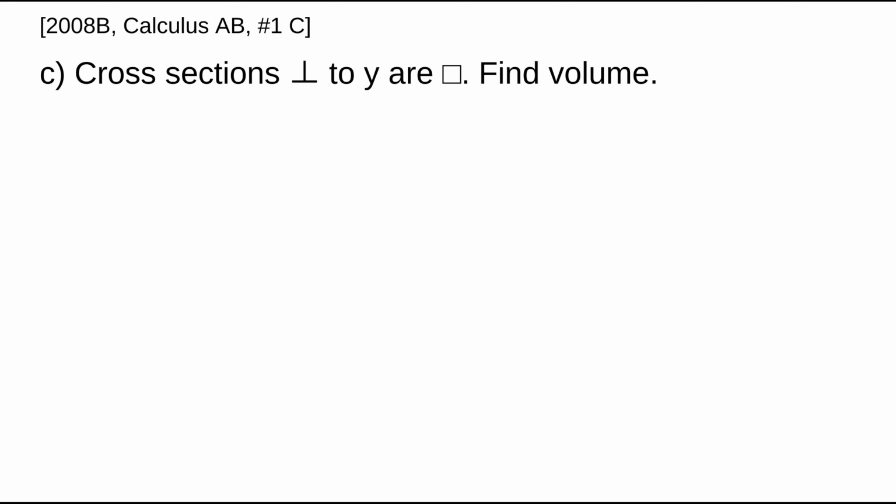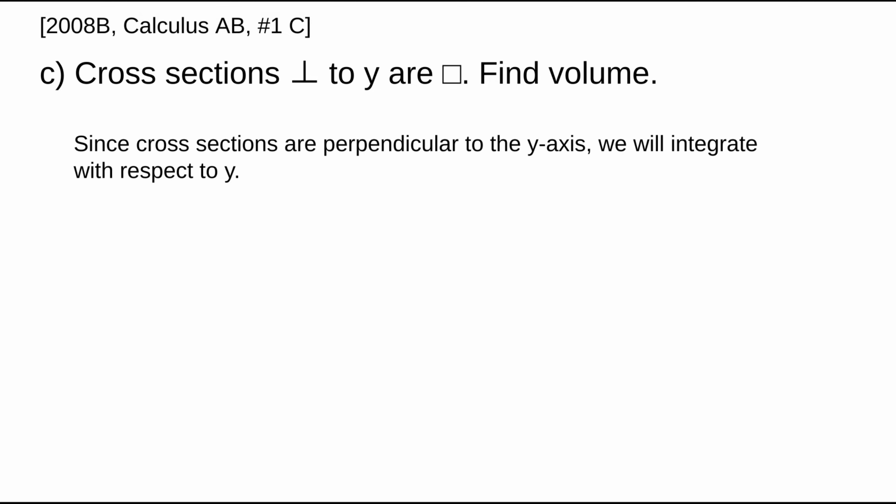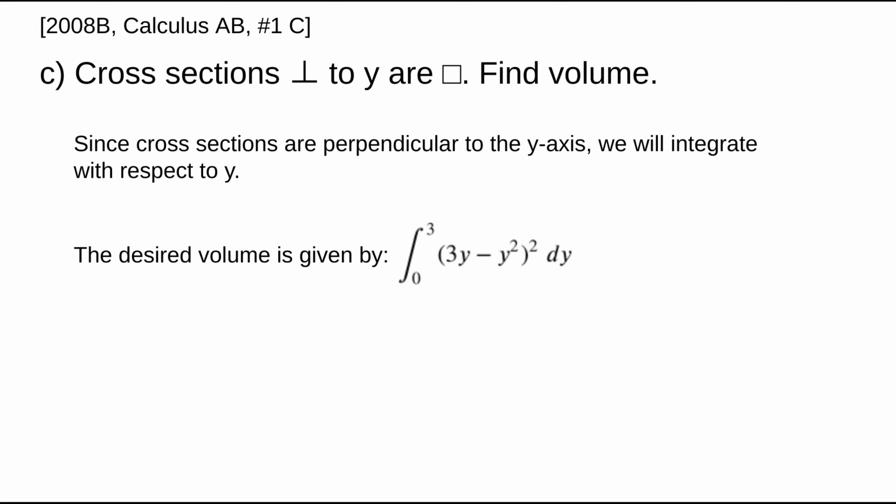In part C of this question, we are given that cross sections taken perpendicular to the y-axis are squares, and we are asked to find the volume of that solid. Because these cross sections are taken perpendicular to the y-axis, we again will integrate with respect to y, but now we need to find an appropriate area function. The side of one of these squares is just going to be the difference between the two functions, 3y minus y squared. And the area of a square is the length of the side squared. So the volume that we're after here is the integral from 0 to 3 of (3y minus y squared) squared dy.